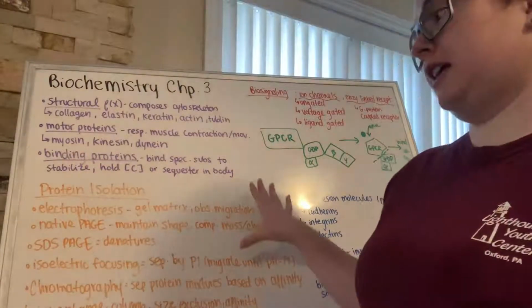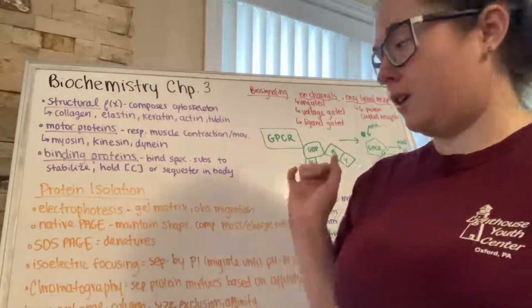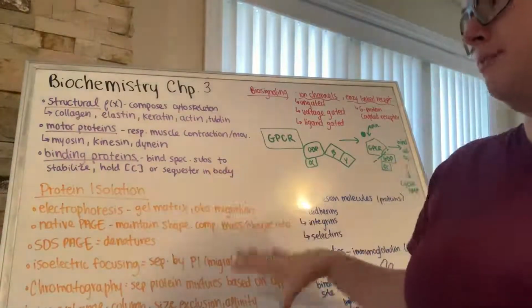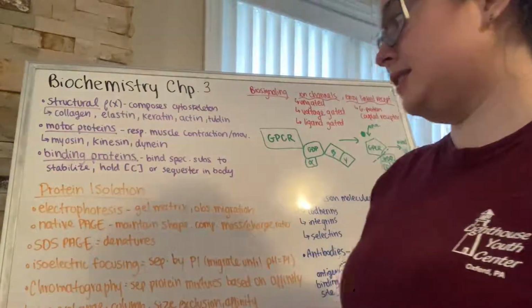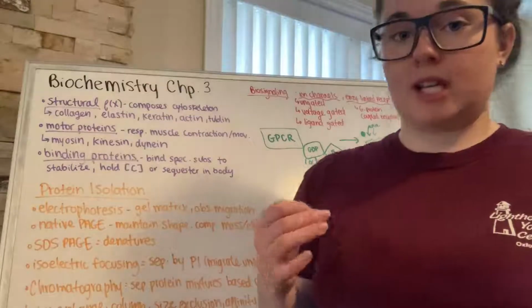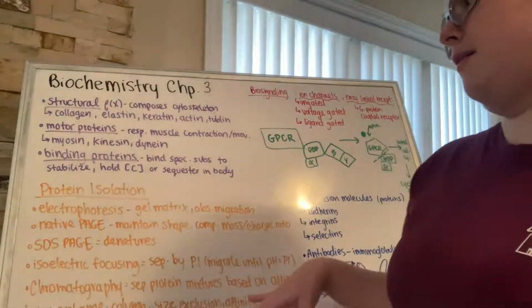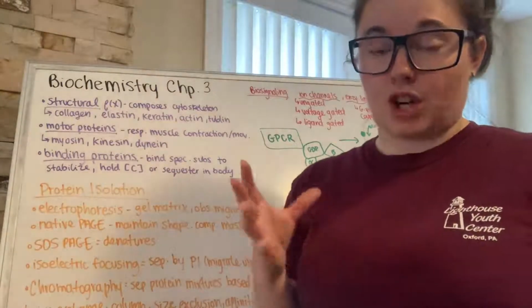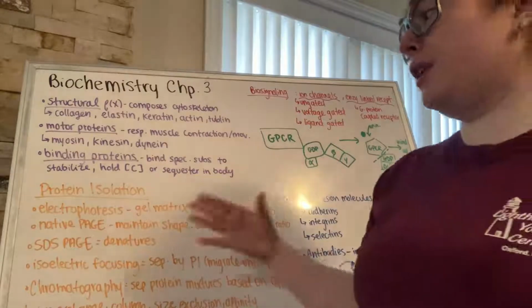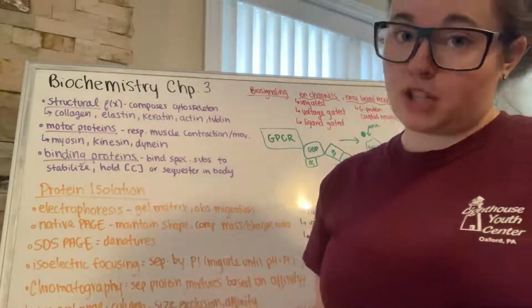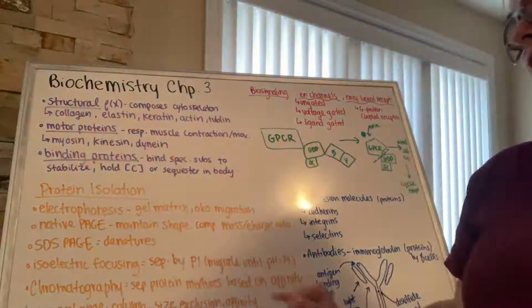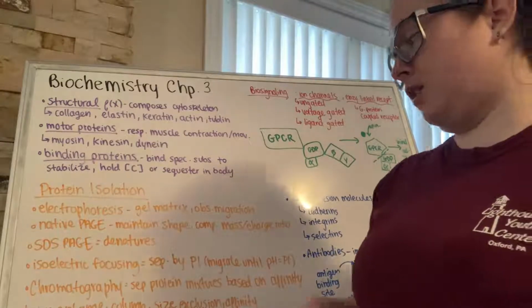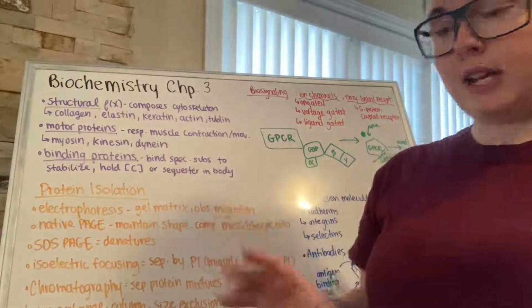For protein isolation, a lot of this will be covered when we get to the organic chemistry videos, but for now, just a really basic way of looking at it. To isolate a protein, you can use electrophoresis, which uses a gel matrix, and you observe the migration. You can use native PAGE, which maintains the shape, and then you can compare the mass to charge ratio. You can use SDS-PAGE, which denatures the protein. You can use isoelectric focusing, which separates the proteins by pI, and they allow the proteins to migrate.